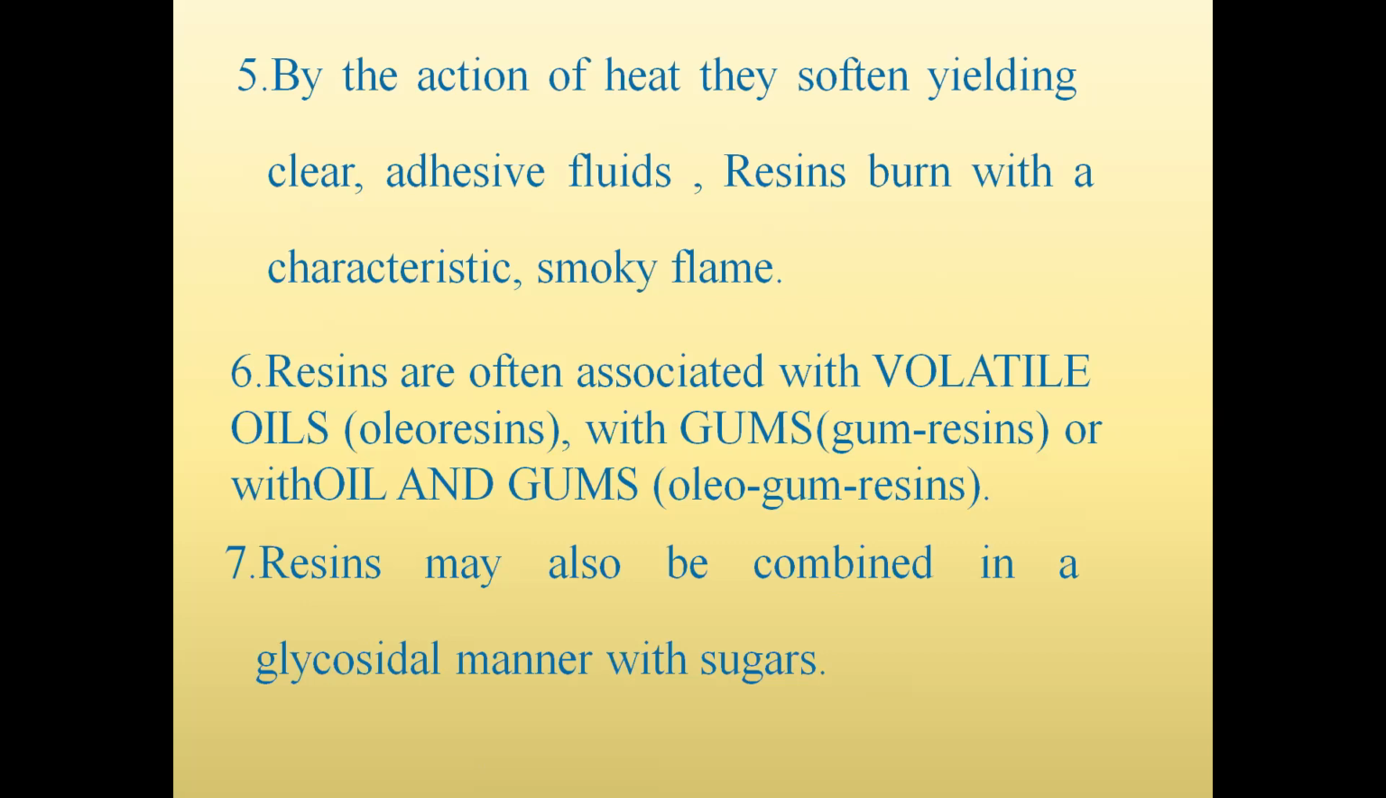Next properties: resins are often associated with volatile oils, and then they are known as oleoresins. When they are associated with gums, they are known as gum resins. Or when with both oil and gum, then they are known as oleogum resins. You can also write down this concept in the classification of resins: oleoresins, gum resins, and oleogum resins. Resins may also be combined in a glycosidal manner with sugars.